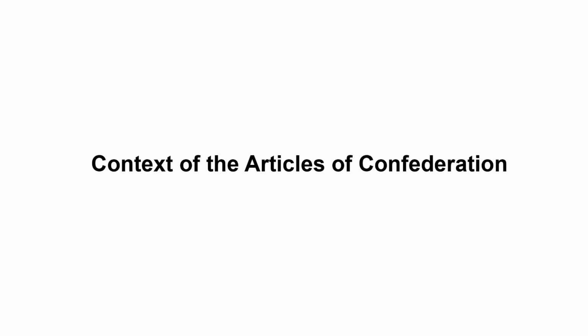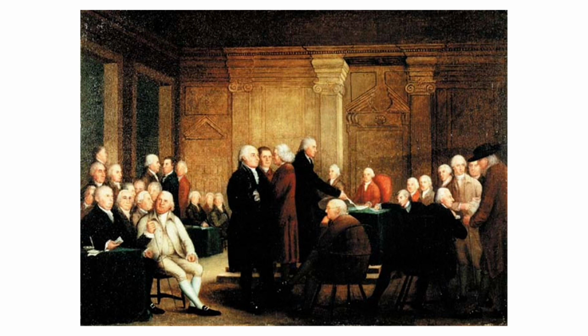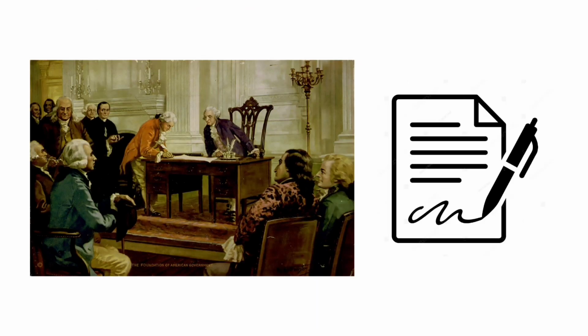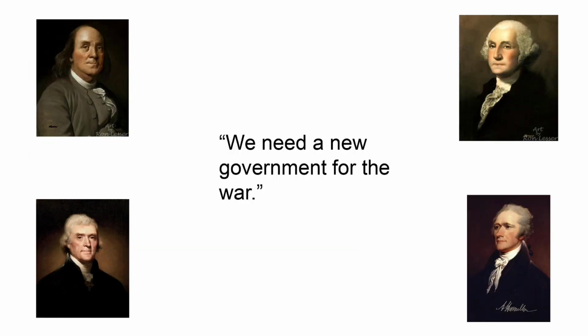Context of the Articles of Confederation. In 1775, the Second Continental Congress met for the first time to prepare for war with Britain. This culminated in the signing of the Declaration of Independence in 1776, officially marking the start of the United States of America as an independent nation.